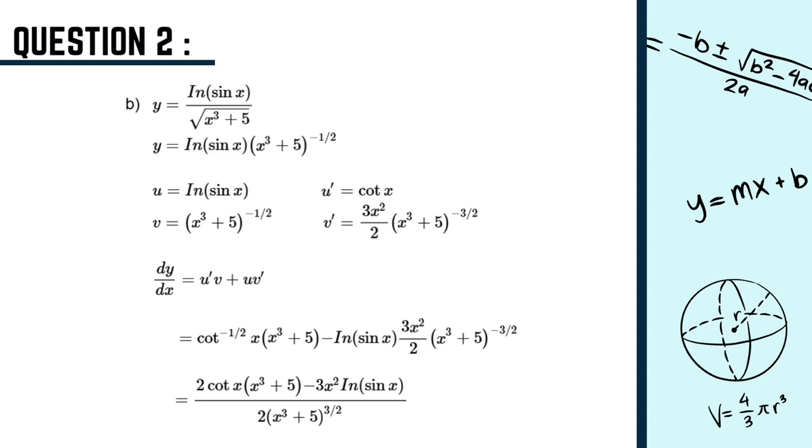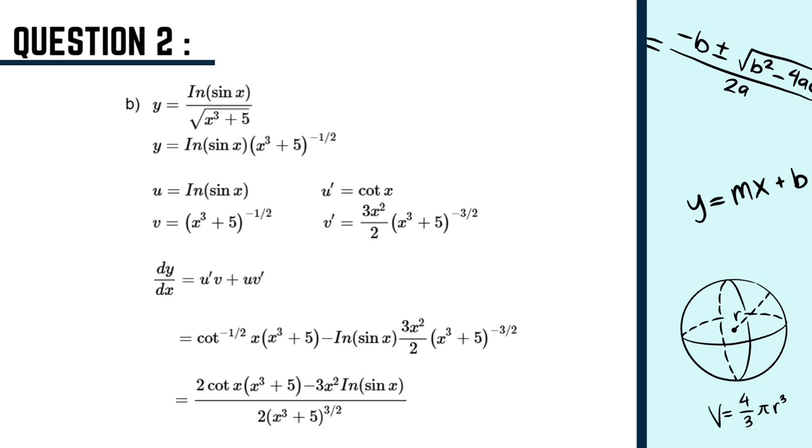Next, differentiate x cubed plus 5 to the power of negative 1/2. Using the chain rule, the derivative is negative 3x squared divided by 2 times the quantity x cubed plus 5 to the power of 3/2. Applying the product rule, the derivative is cotangent x times the quantity x cubed plus 5 to the power of negative 1/2 minus natural logarithm of sine x times 3x squared divided by 2 times the quantity x cubed plus 5 to the power of 3/2.